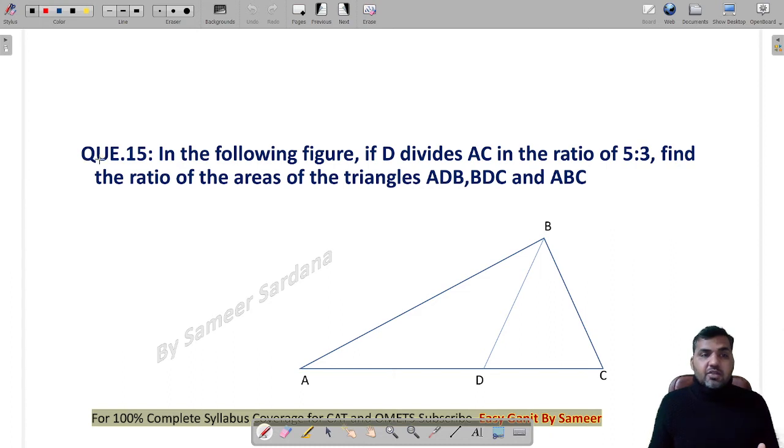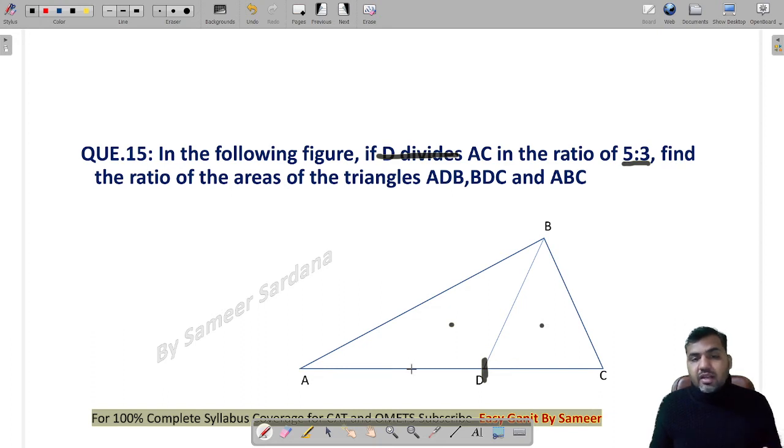Okay, now here's the next question, question number 15, guys. It says that in the following figure, if D divides AC in the ratio 5:3, or D is dividing the side AC in the ratio 5:3, find the ratio of the areas of triangles ADB, BDC and ABC. We are supposed to find out the ratio of the area of the triangles. So this question is actually very basic.